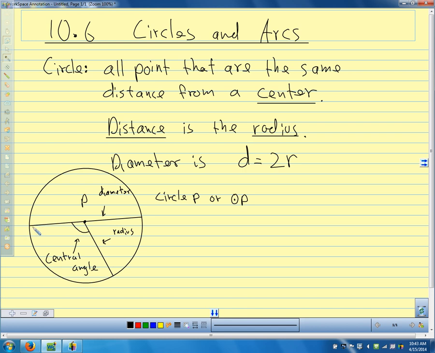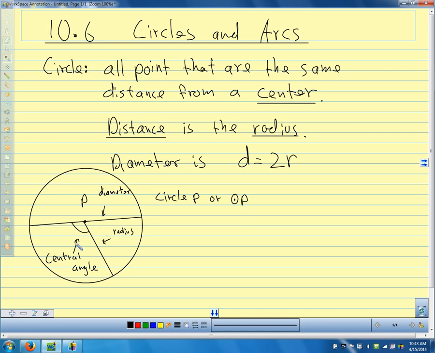So our diameter always goes through the center. So the endpoints of our diameter are on the circle, and it goes through the center. Radius goes from the circle just to the center, not through it. We name our circle by the point at the center. Circle P, or this is also read circle P. All right, we good with our picture?